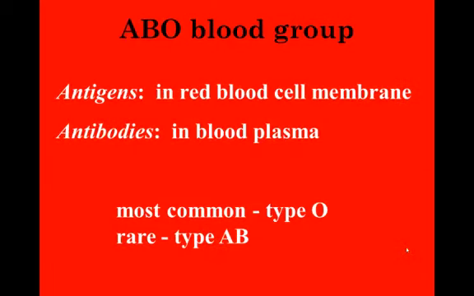Now, let's look at where they are. These are things that you need to know. Antigens are in the red blood cell membrane, the erythrocyte membrane. Antibodies are inside the blood plasma. According to the ABO group, the most common type of blood, which you need to know, is O, and the rarest type of blood is AB.